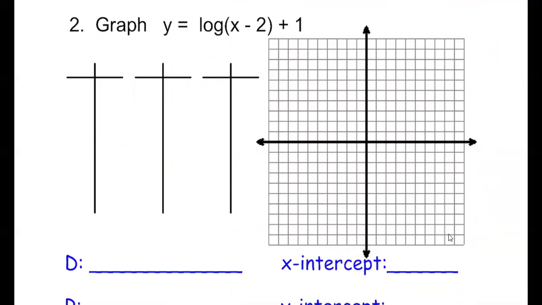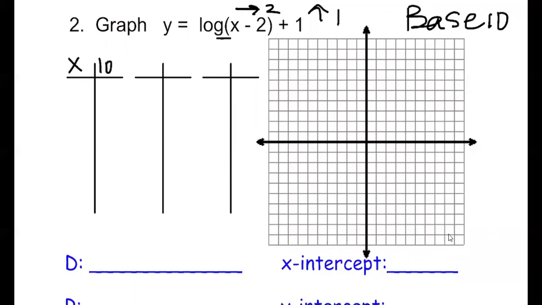The big picture on this: this graph is shifted right 2 and up 1 from the standard graph. What's the base? Well, my base seems like it's missing. My base here is base 10. So when I talk about my tables here, this is going to be x and 10 to the x. That's my exponential table. And then I'm going to switch to my logarithmic table. So that's going to be x and then the log base 10 of x. And then my final table is going to be my transformation table.